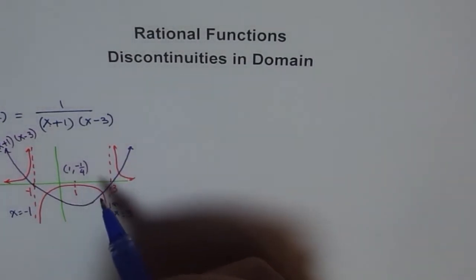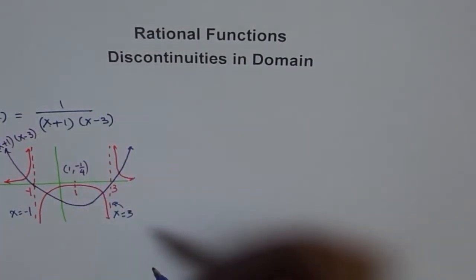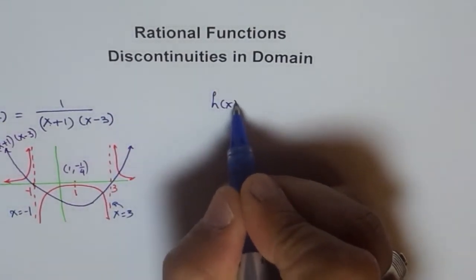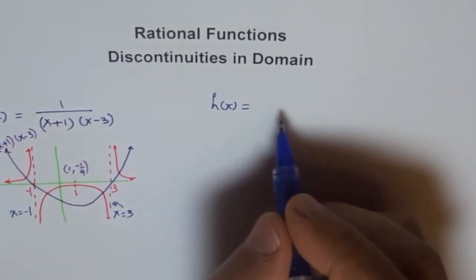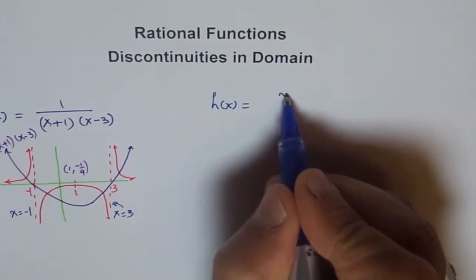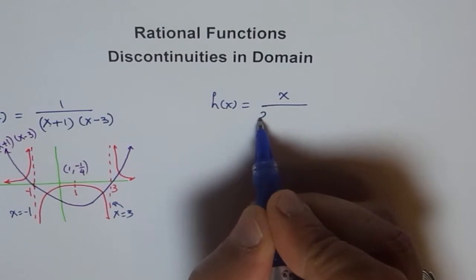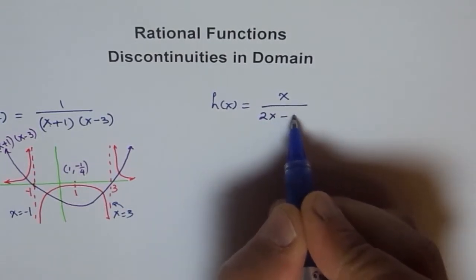Now, normally you will see vertical asymptotes as the discontinuities. Now let's consider another function, and this time let me say h of x is equal to x over 2x minus x squared.